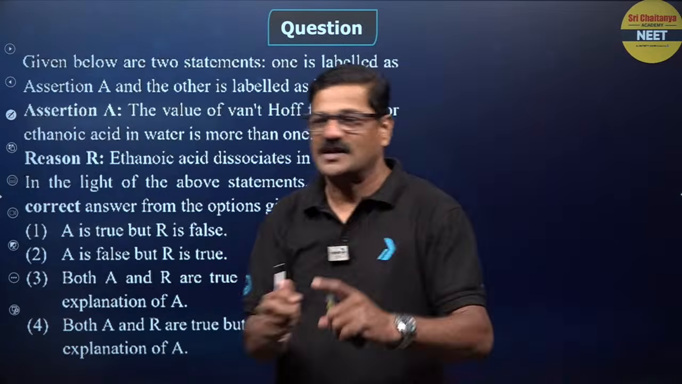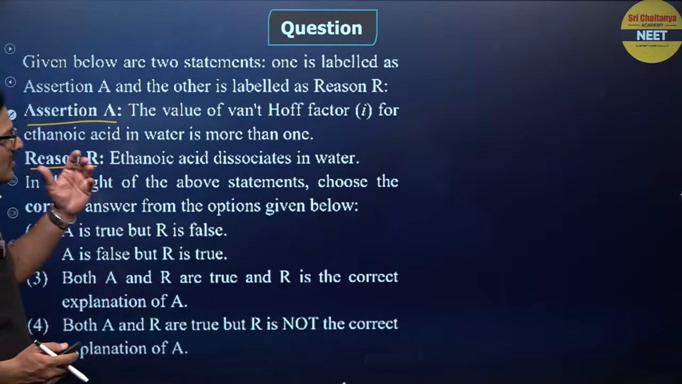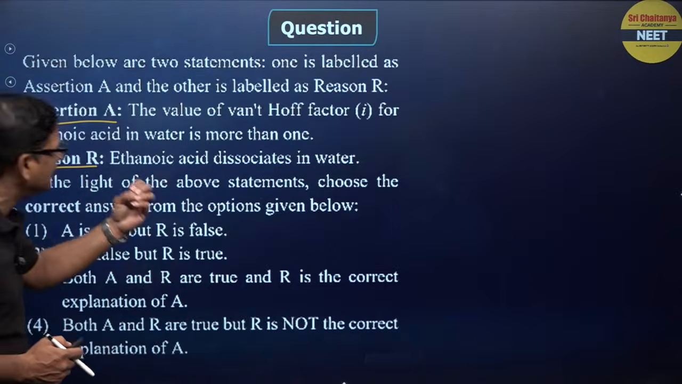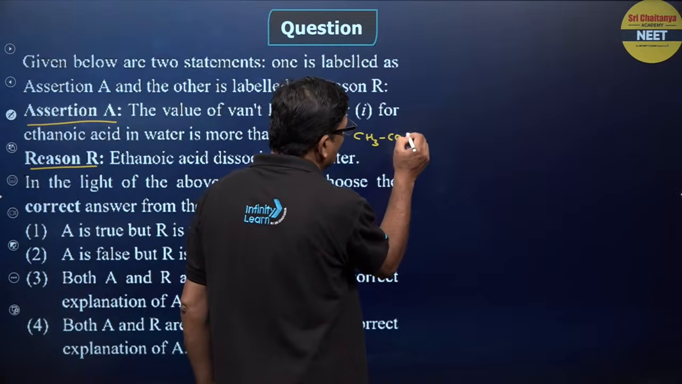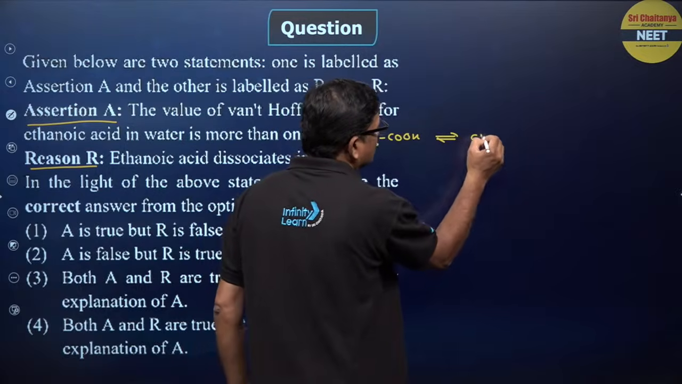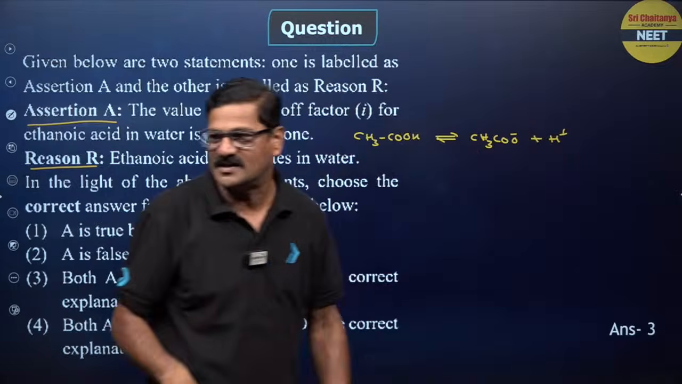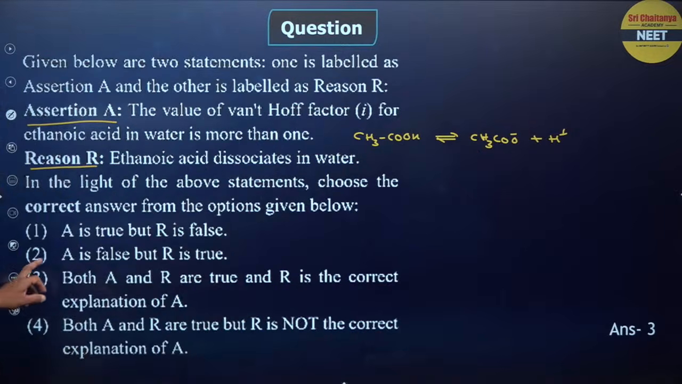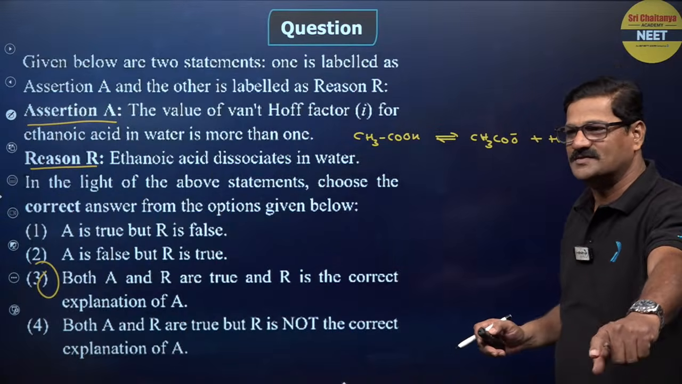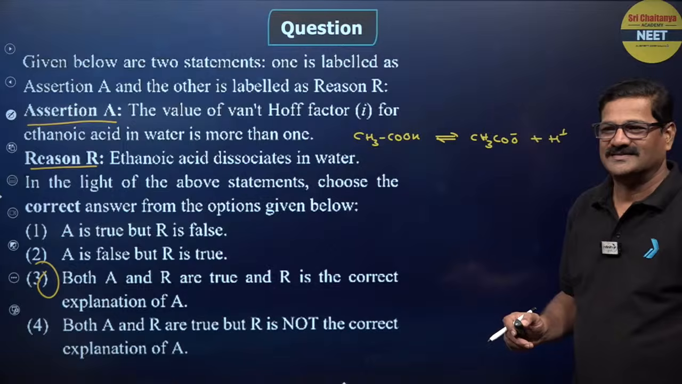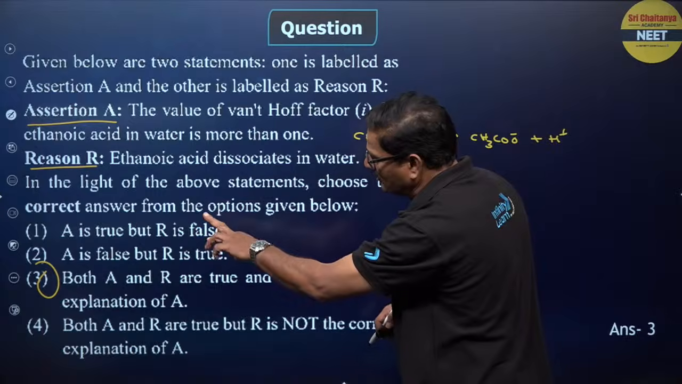And one more, given below 2 statements. NEET examination loves assertion and reason type questions. The value of van't Hoff factor i for ethanoic acid dissolved in the water is more than 1. CH3COOH is going to give CH3COO- and H+ because it ionizes. Therefore, I would like to say both A and R true, and R is the correct explanation of A. What do you say here? That's good. And you can see the template of the answers can be jumbled here and there.